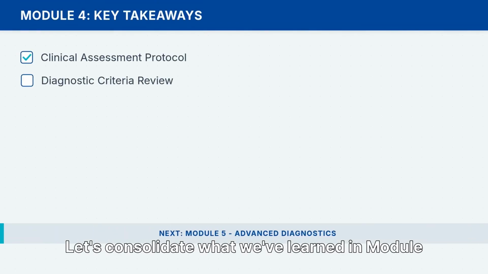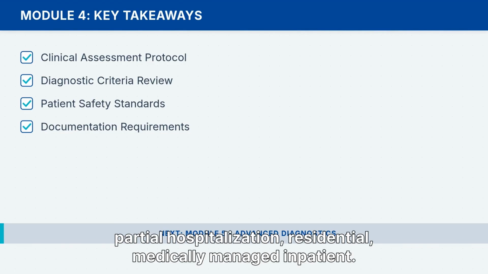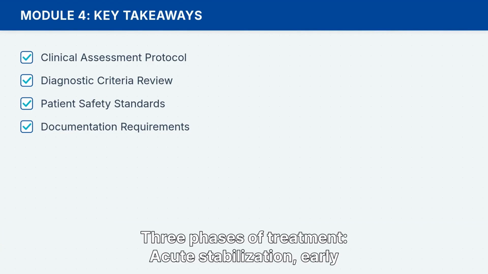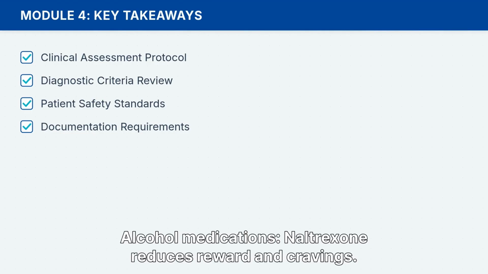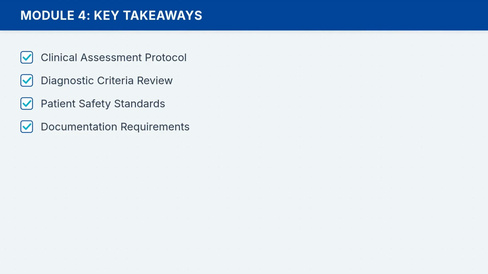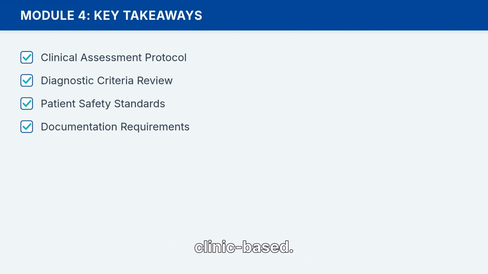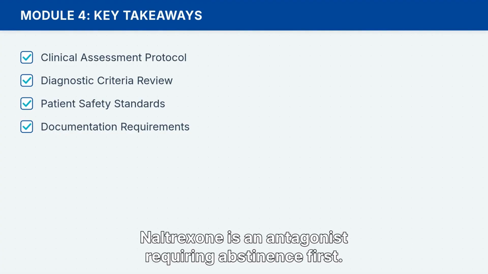Let's consolidate what we've learned in Module 4. Remember, treatment levels match severity: outpatient, IOP, partial hospitalization, residential, medically managed inpatient. 3 phases of treatment: acute stabilization, early recovery, sustained recovery. Alcohol medications: naltrexone reduces reward and cravings. Acamprosate balances brain chemistry. Disulfiram causes aversion. Opioid MAT: methadone is a full agonist, clinic-based. Buprenorphine is a partial agonist, office-based. Naltrexone is an antagonist requiring abstinence first.